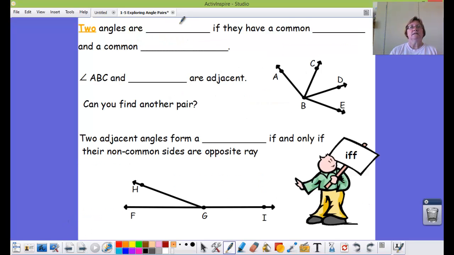The next type of angle pair we're going to talk about are adjacent angles. Two angles are said to be adjacent, A-D-J-A-C-E-N-T, if they have a common vertex, that is, they have the same vertex and a common side. So they share a vertex and a side. Or another way of saying that is they are right next door to each other. Adjacent means next door.